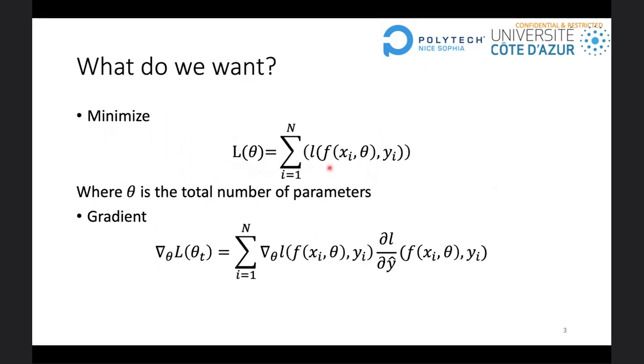Mathematically, this equation here, L(theta), represents the training loss, which is the term we want to minimize. It is the sum of the difference between the prediction and the truth. Pay attention to the theta here, which is the total number of parameters. And the gradient of this loss can be easily computed as the second equation here. We will use it later, of course.